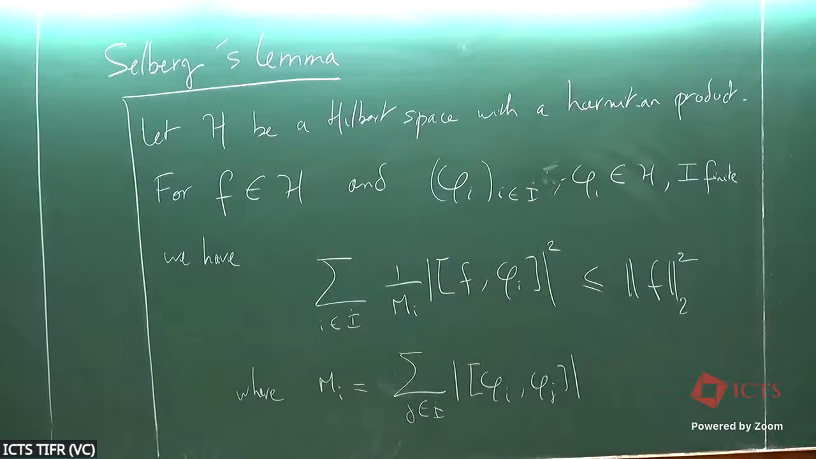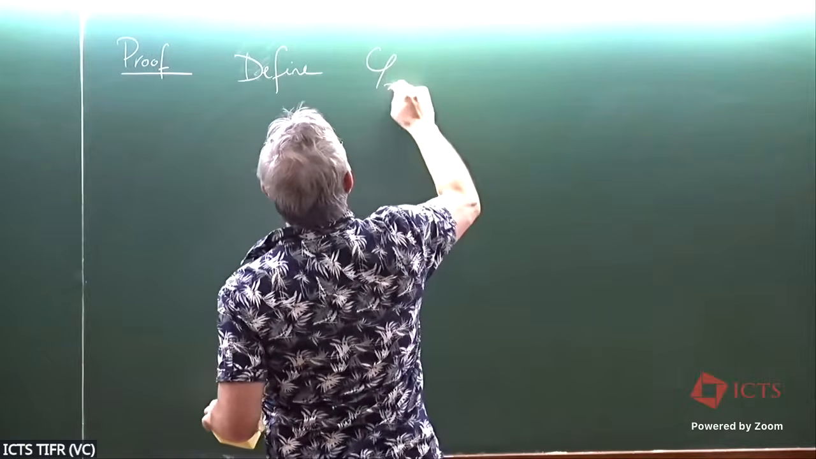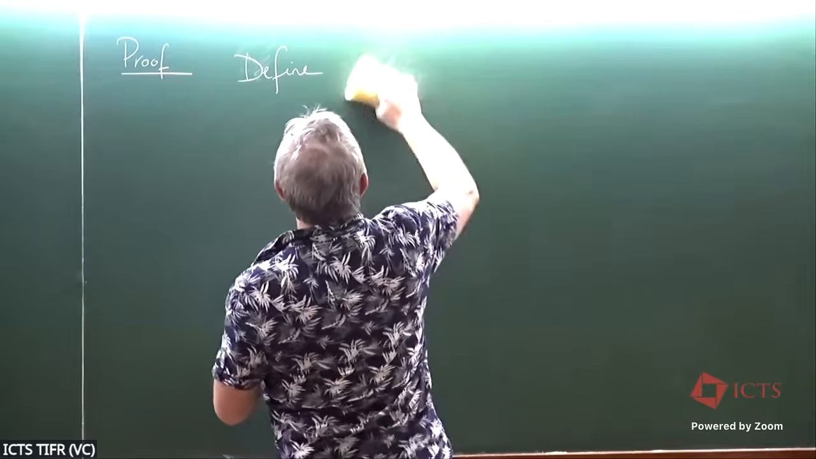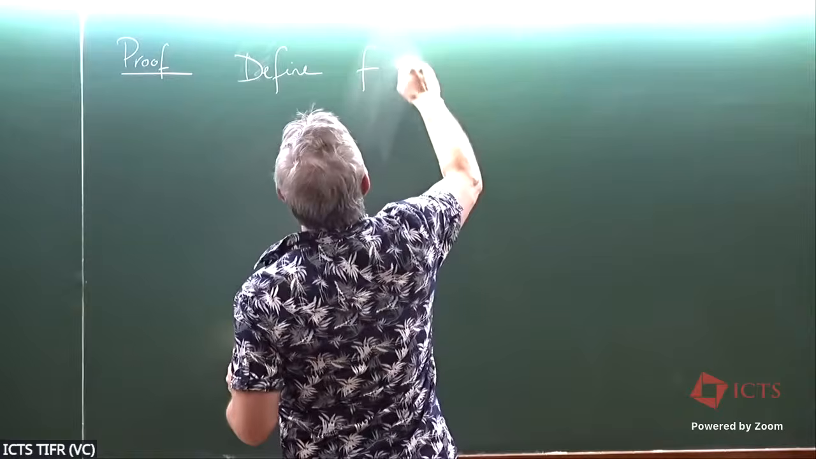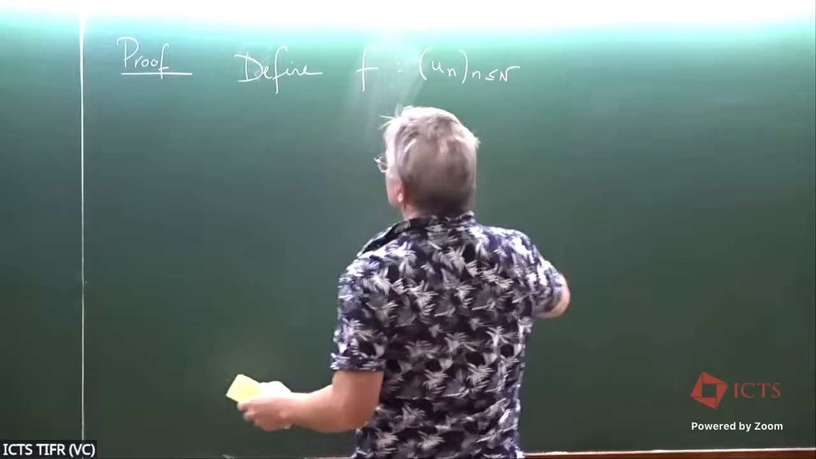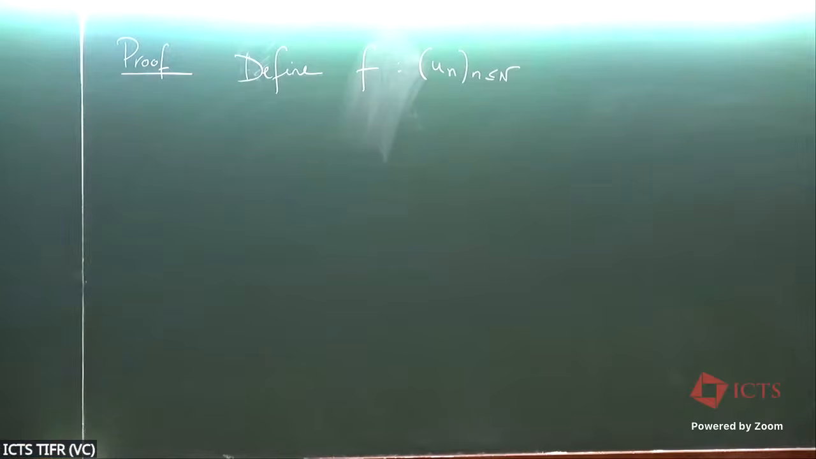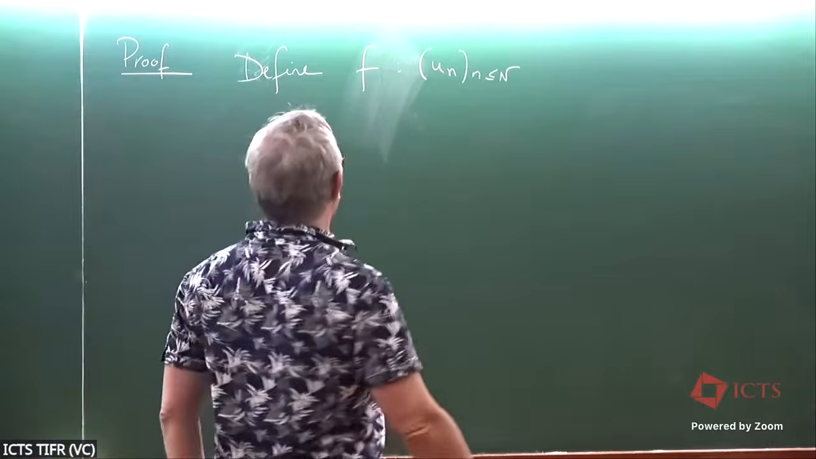So define phi, no, f first. F is a sequence un, n less than n. And then if I do that, I'm going to have some little problem. I have to handle some error terms, and I don't want to handle error terms. So I've given you an excellent manner of getting rid of error terms before.